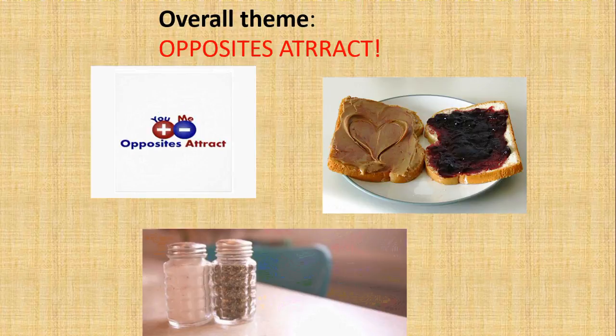And just like you may have already noticed, opposites attract. So positive and negative, like peanut butter and jelly, salt and pepper. There's probably a lot of other things that you can think about here. But opposites attract, and things that are alike repel. So when we think about magnets, if it's north and south, that would be opposites, those attract. North and north, south and south, those are the same, so they repel.